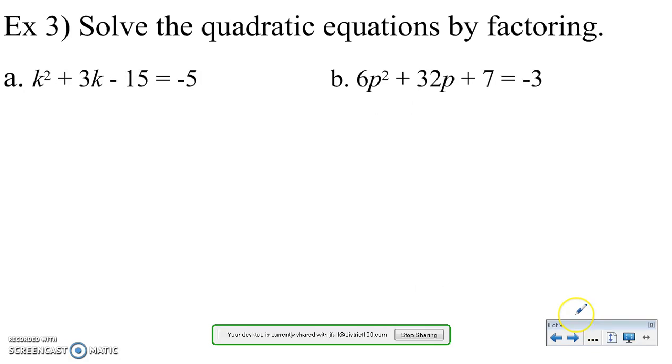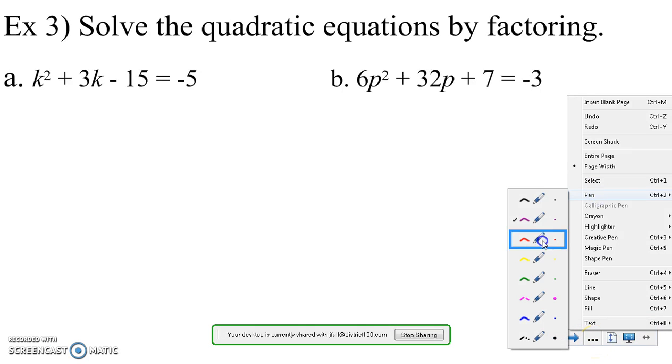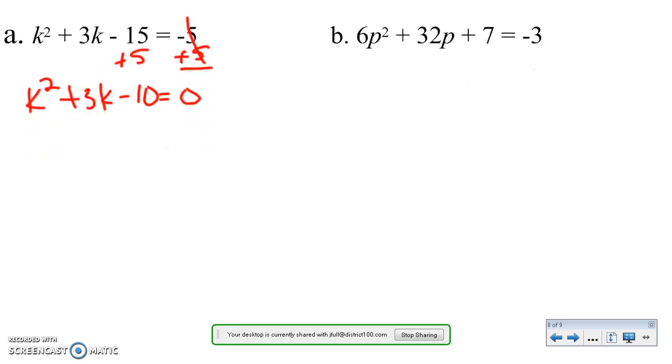So, last example. In our first step, and this is the step that most students tend to forget, we need to make sure that we have equals 0. And notice in this first problem here, we have equals negative 5. I need to take care of that, so I'm going to cancel that. I'm going to do plus 5 on both sides, because I have to have a 0 over there. So I get k squared plus 3k. Negative 15 plus 5 is negative 10. That equals 0. Make sure when you're doing this, you combine your like terms. Don't try to add 5 to something that you can't add it to.